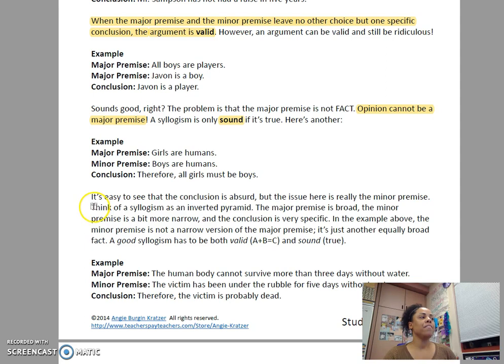Think of a syllogism as an inverted pyramid. The major premise needs to be broad, kind of general, and then the minor premise needs to be a little bit more specific. It's minor. And the conclusion is very, very specific. That would be the point. So if you were to see this in action, for you visual learners, let me pull it up for you.